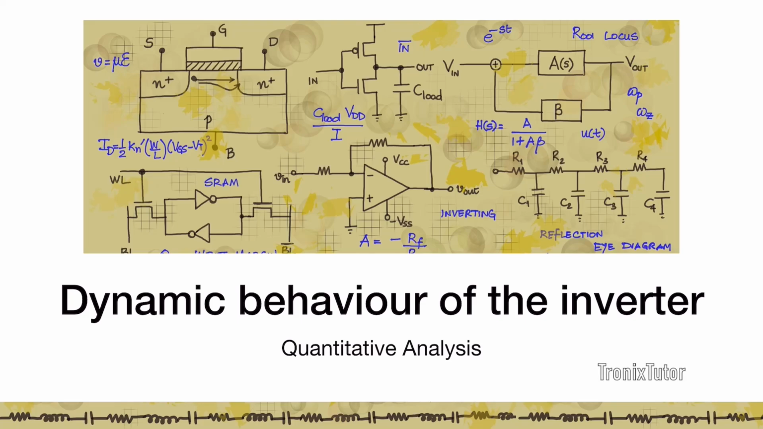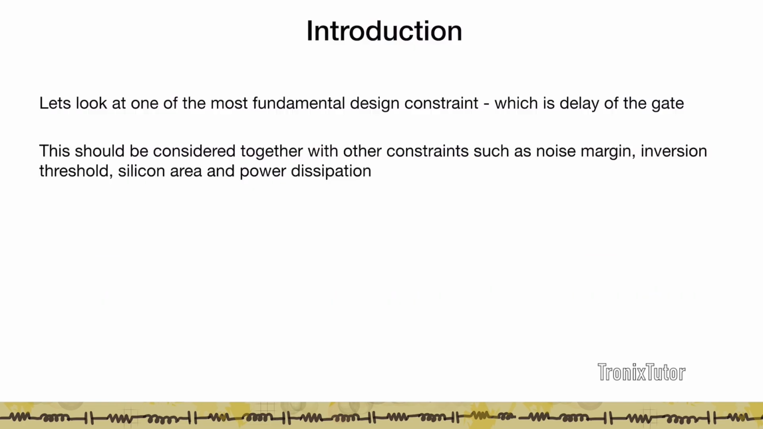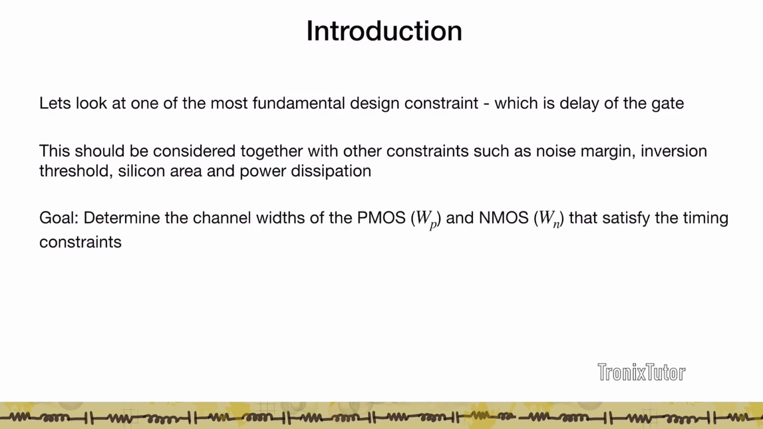Hello, in this video, let's put some numbers and try to understand how to model the delay in an inverter. So we're looking at one of the most fundamental design constraints, which is the delay of the gate. When you design an inverter or any digital gate, this is one of the constraints which weighs in on the design. Obviously, this is in consideration with other constraints such as noise margin, inversion threshold, silicon area, power dissipation, etc.